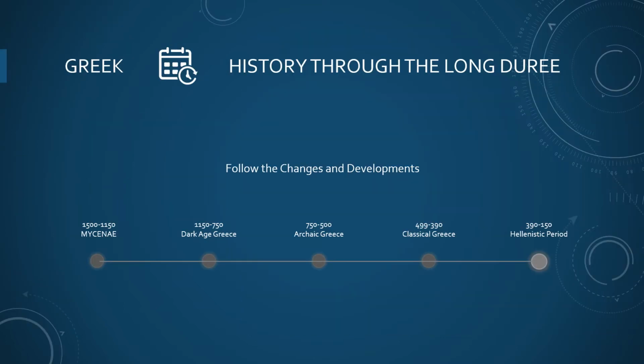So we can look at Greek history through what is called the longue durée, the long duration, the long period of development. And if you look over here to your left, you will see 1500 BC to 1150 BC was the period of Mycenae. And then we talked about the Dark Age, which was from 1150 to 750 BC. And then we have the Archaic Age, 750 to 500. Then Classical Greece, 499 to 390. And then we have the Hellenistic period, 390 to about 150.